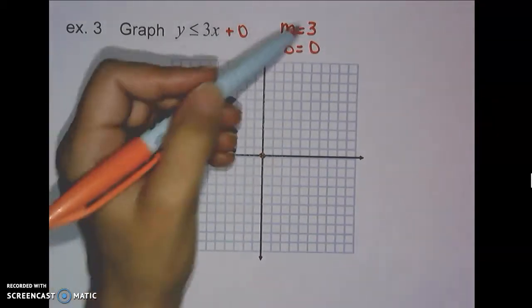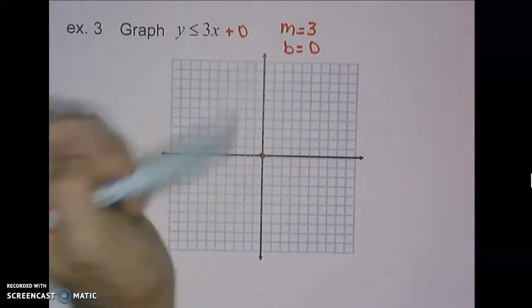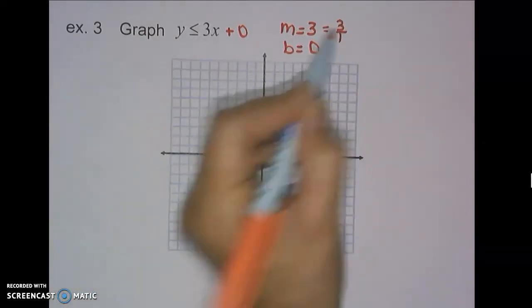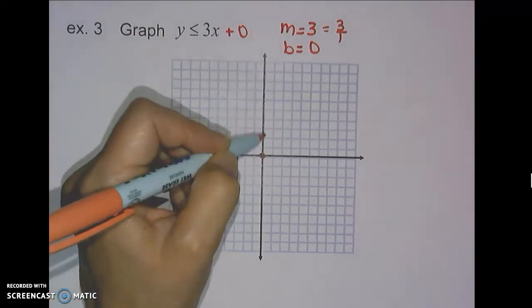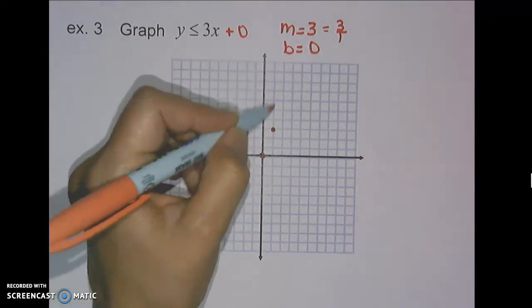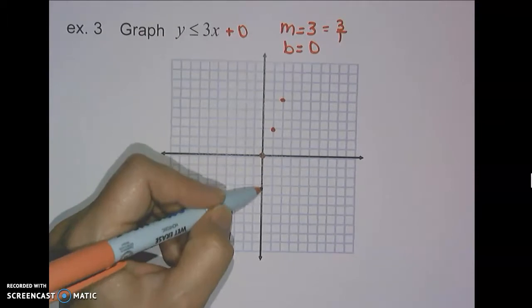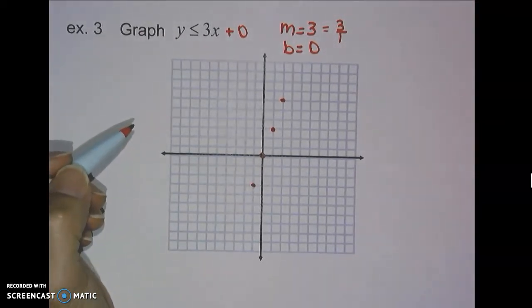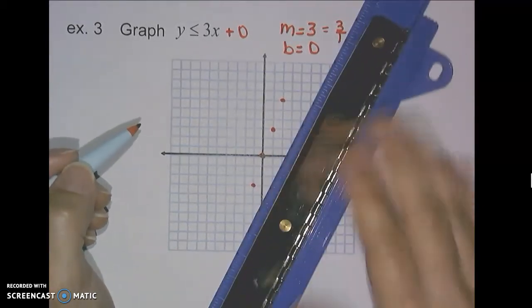Our slope, now since this isn't a fraction, how do we make it be a fraction? Anything that isn't a fraction can always just go over 1. So that means we're going to go up 3 points and right 1. You're going to do that again, or you can go down 3 and left 1. They should all make a straight line though. That's what we're graphing as lines. All right, we're going to connect those.